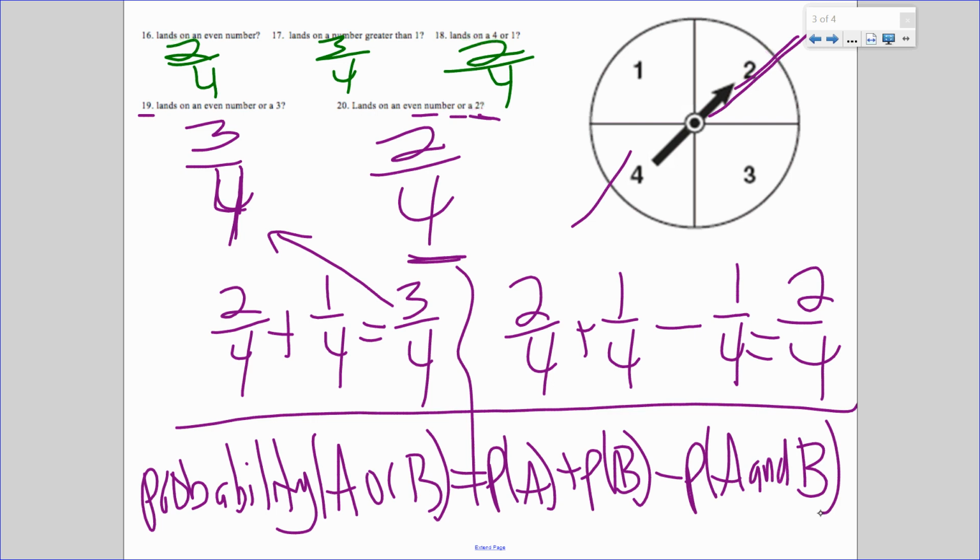If I want the probability of one thing or something else, I'm finding the probability of both, I'm adding them, and then I'm subtracting out the probability of both of them. Because this 2 out of 4, this 2 right here, would have satisfied both, so it would have counted twice, so I have to take it away in order to balance it out. So again, that's just a little seed that I'm planting for a later lesson.